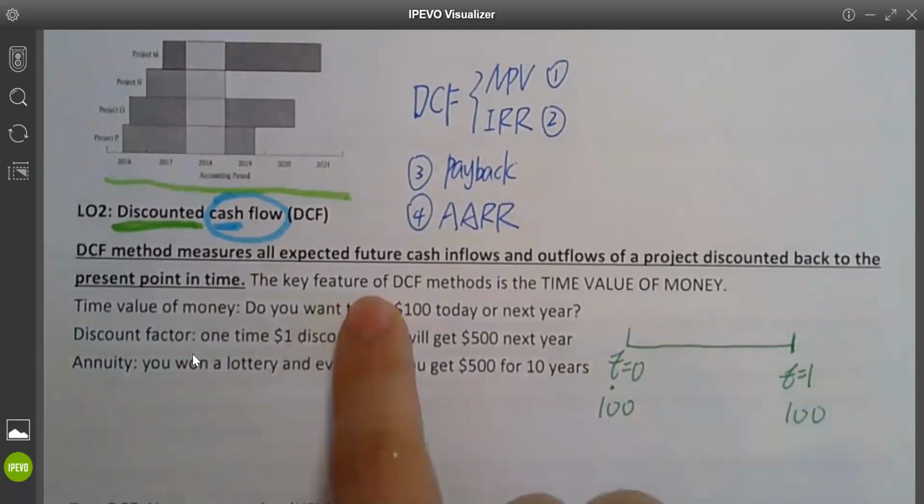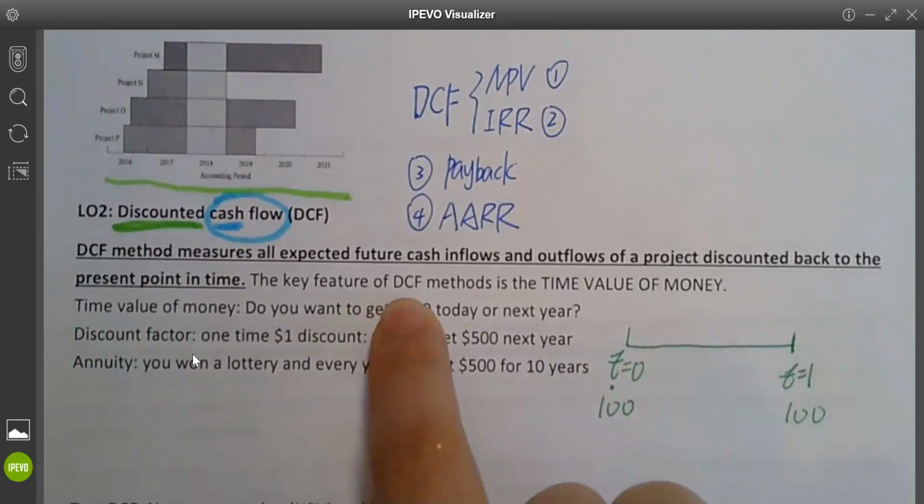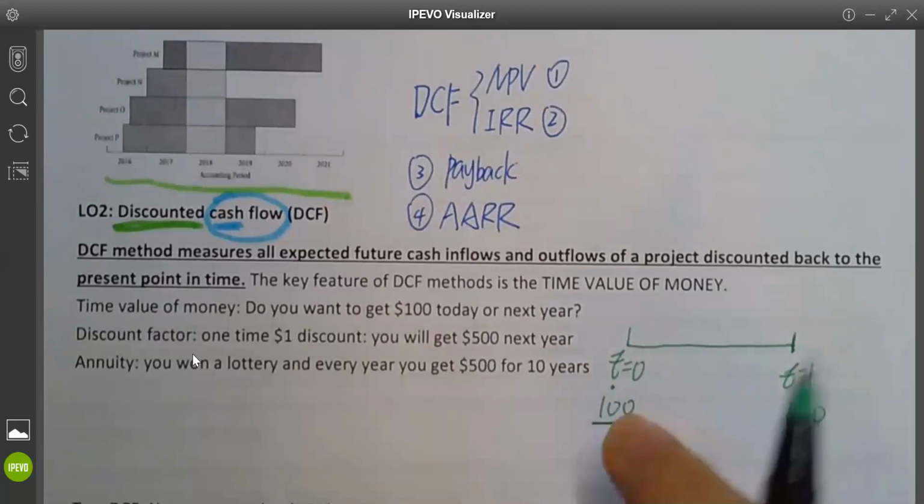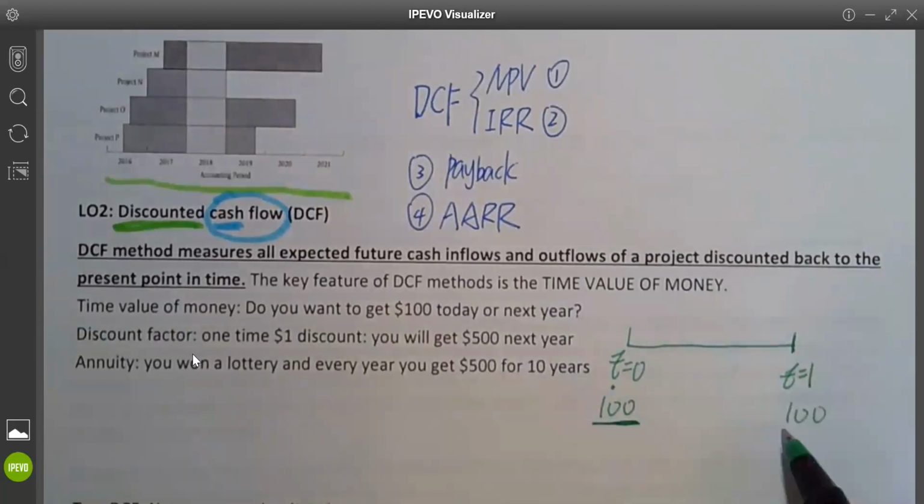Discounted cash flow means we take care of the time value of money. It's not fair to compare $100 now with $100 next year. It's kind of like comparing apples with oranges.